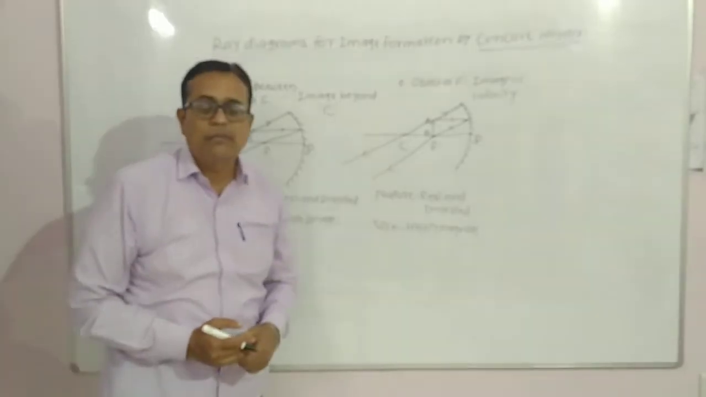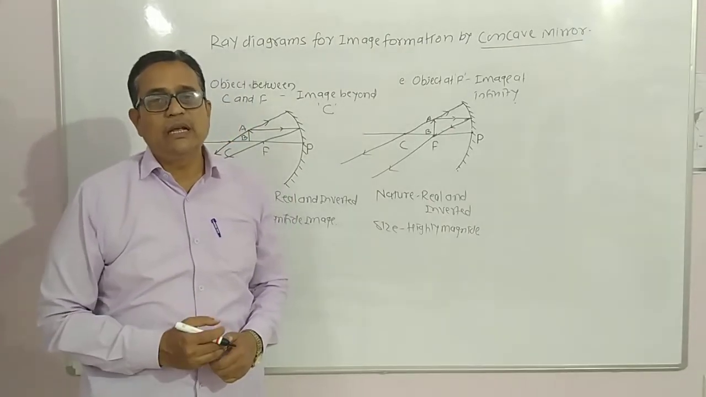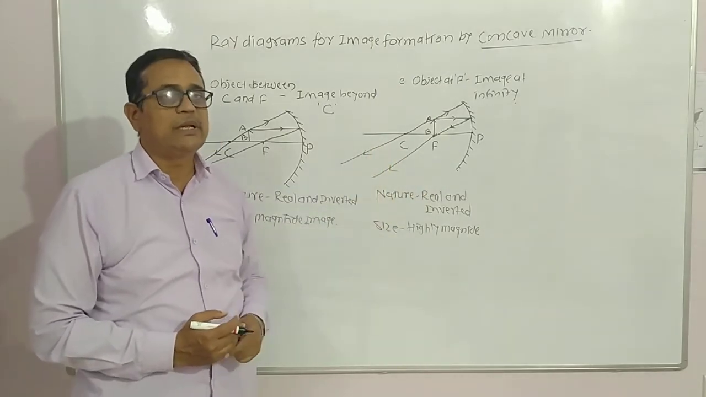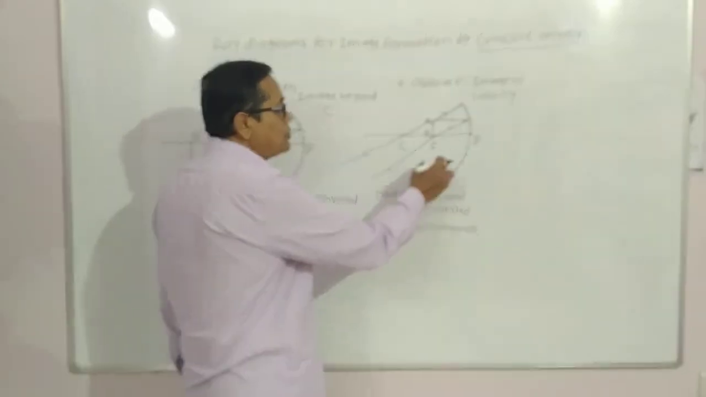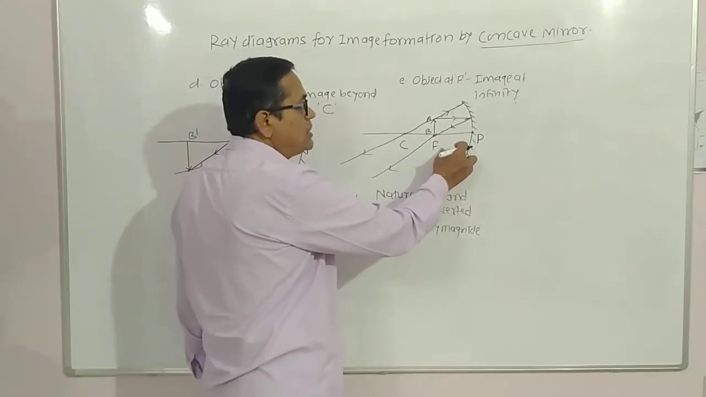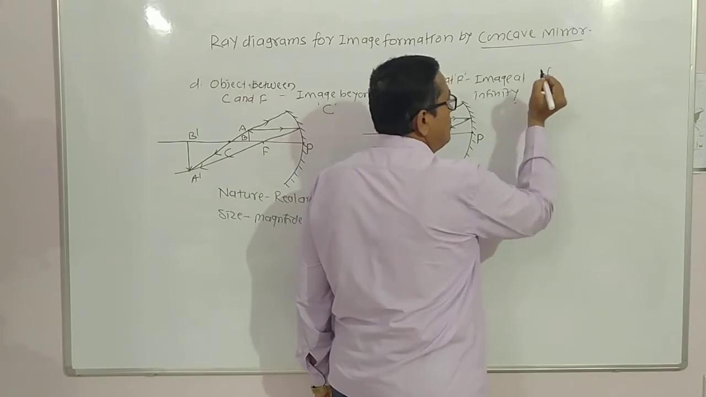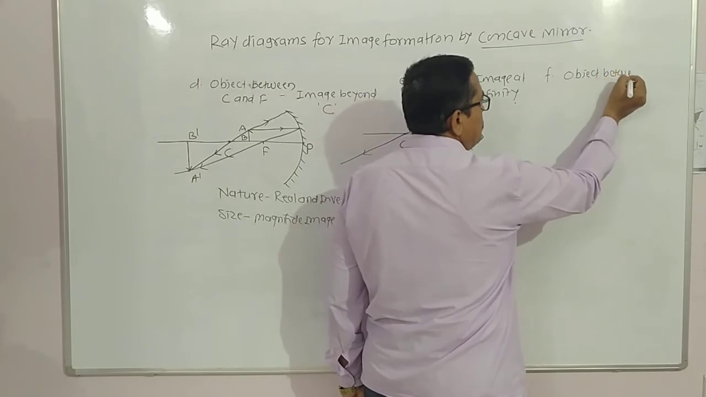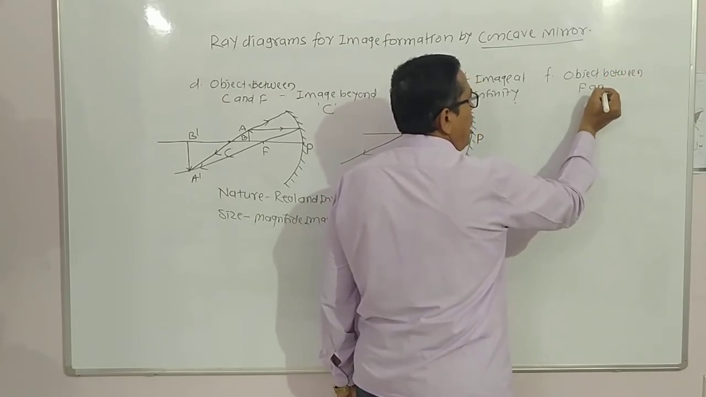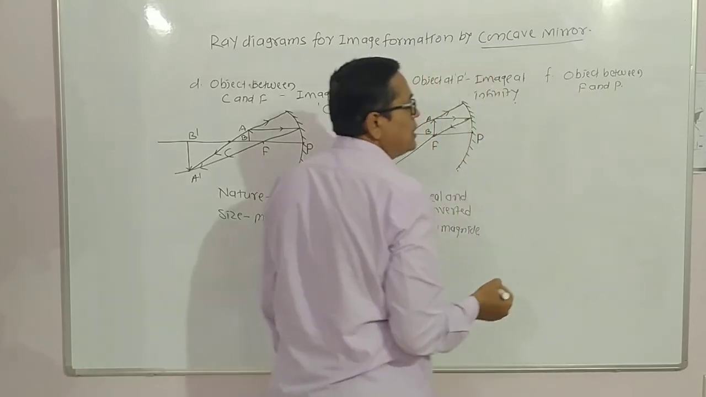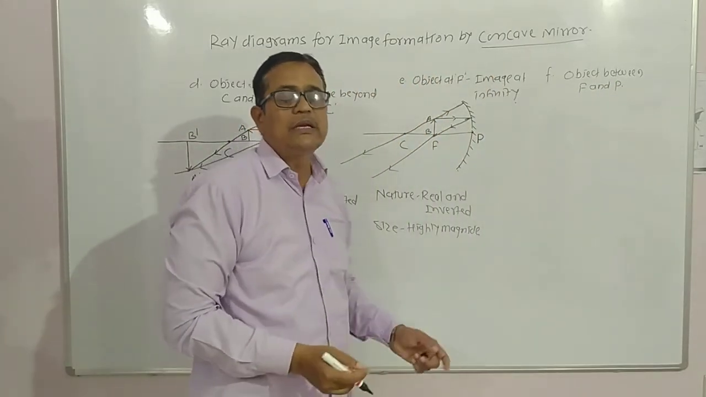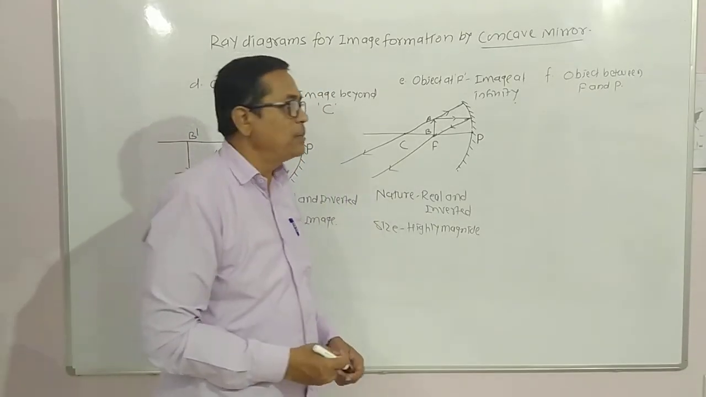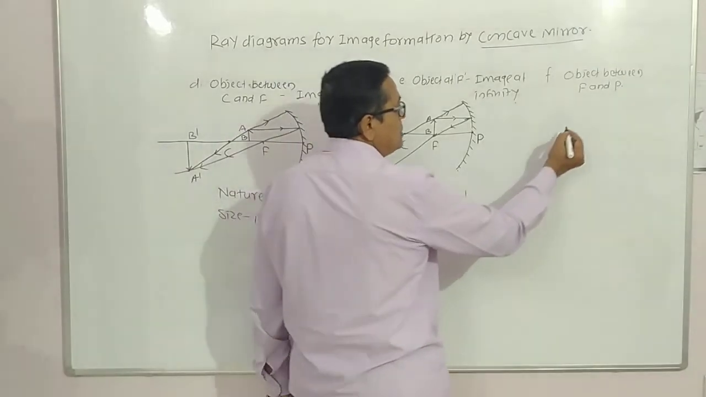In all these 5 diagrams, the nature of image is the same. It is real and inverted because all the images are in front of the mirror, to the left side, and below the principal axis. But when the object is close to the mirror, between F and P, focus and pole, on diagram number 6, object between F and P, focus and pole, then where is the image? In this diagram, the nature of image is virtual and erect because it is behind the mirror, above the principal axis.